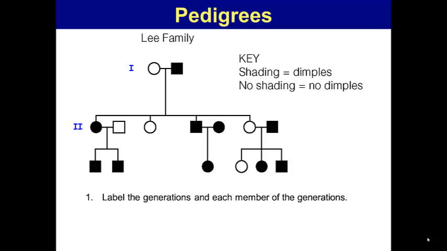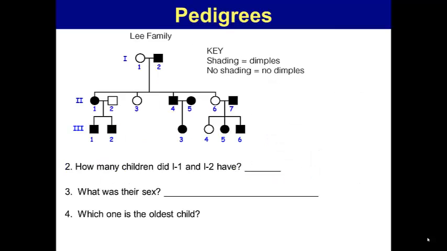So here's generation 1, here's generation 2, and here's generation 3. Those are indicated by Roman numerals. You label each member of the generations from left to right. Females are always circles and males are always squares. Generation 1 has 2 individuals, Generation 2 has 7, and Generation 3 has 6.